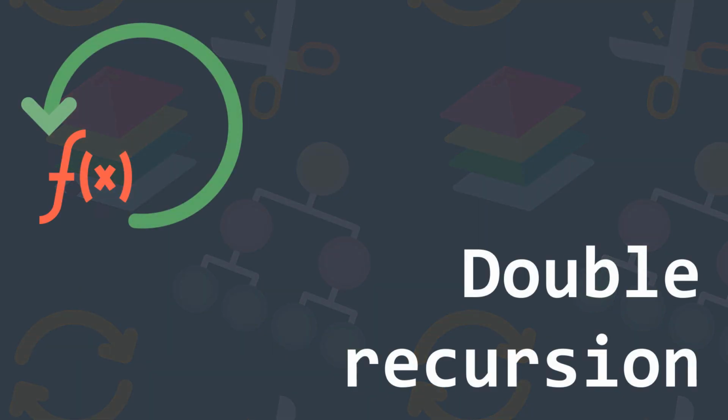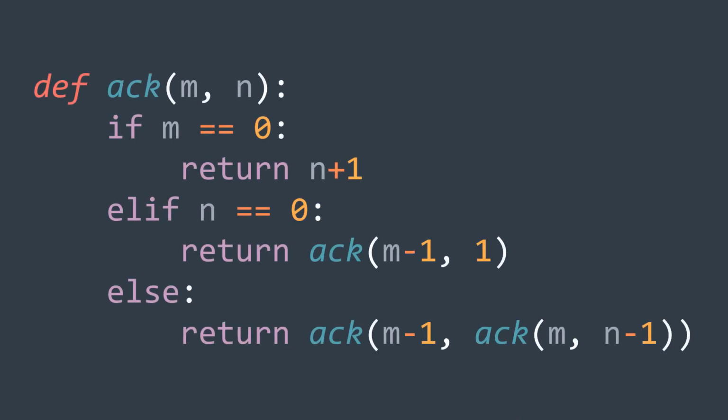Welcome to this new video where we'll talk about double recursion. A double recursive function is a function where one of the arguments is a value returned from a recursive call. An example of that is the Ackermann function.